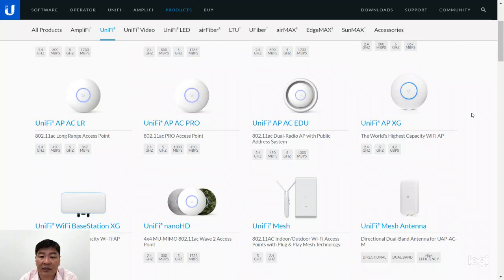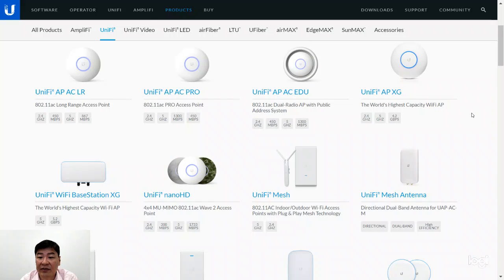Now, if the customer is looking for APs that have a 10 Gbps connection, you can recommend either the UAP XG, which can go upwards of 4.2 gigabits per second in terms of the Wi-Fi, and of course, last but not least, the Wi-Fi BaseStation XG. The Wi-Fi BaseStation XG only uses 5 gigahertz, but it has three 5 gigahertz radios in the AP itself.